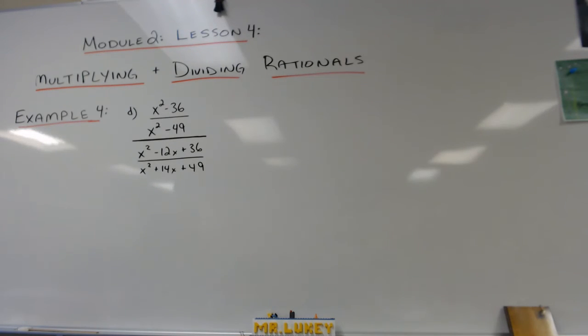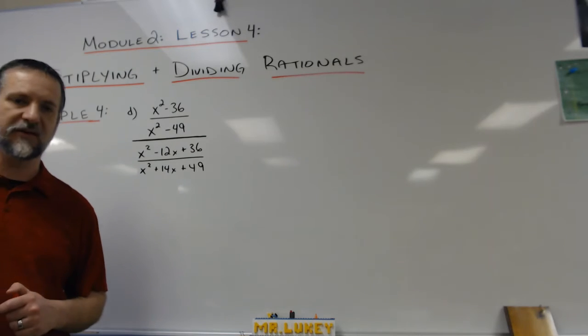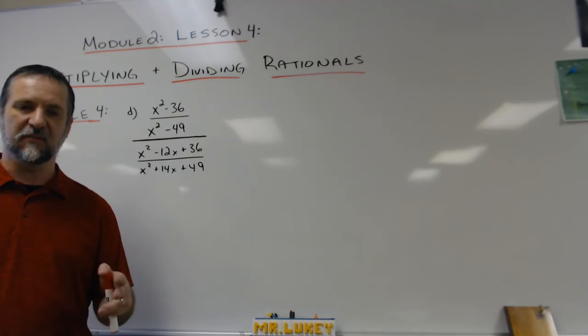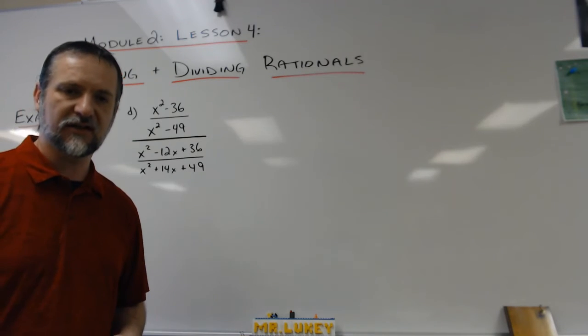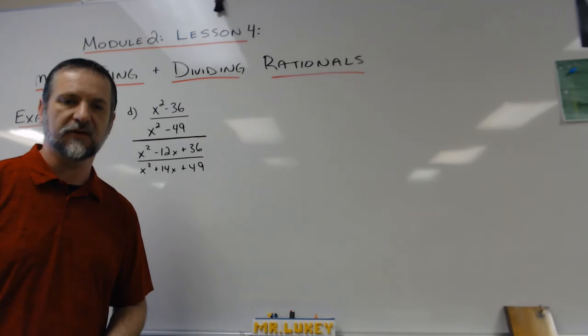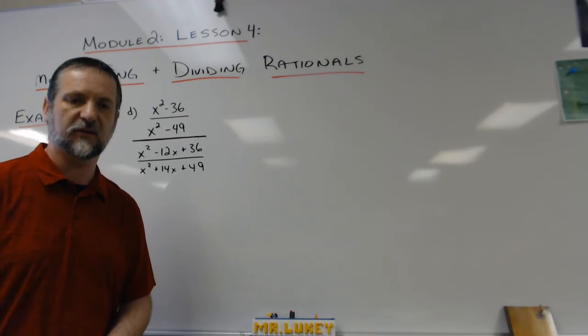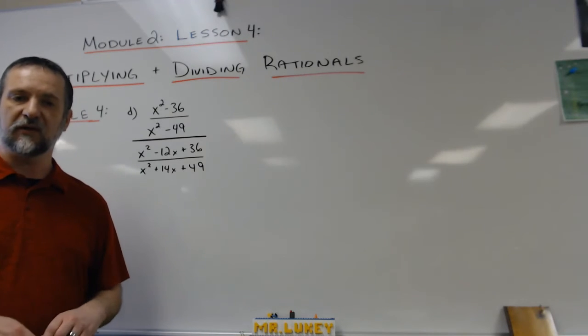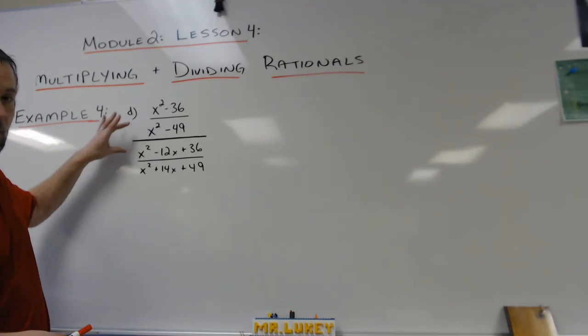Okay, and as we look at 4D, you'll probably see why this one got its own space on the whiteboard. We have this big one here. It's going to be x squared minus 36 over x squared minus 49 over x squared minus 12x plus 36 over x squared plus 14x plus 49. Can seem confusing and overwhelming again. The way I can remember this is going to be a rational over a rational.